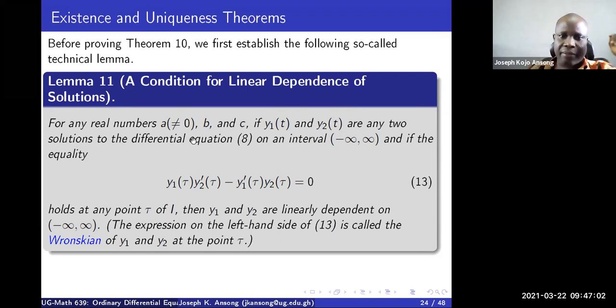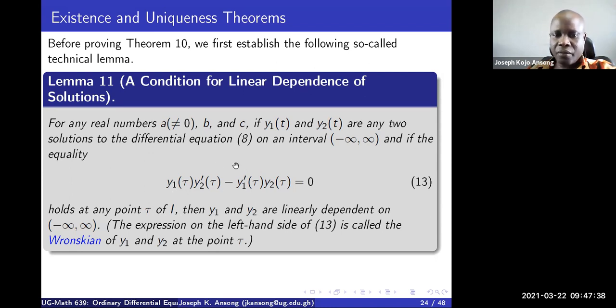So for any real numbers A, B, C, if y1 and y2 are any two solutions to the differential equation 8, that's a homogeneous equation, on an interval, the whole real line, and if this equality holds at some point, note that tau here is a point, it's a number, it's not t. Tau is a number like t0. So if this holds at some point tau of the interval I, then your two solutions y1 and y2 are linearly dependent on the whole interval.